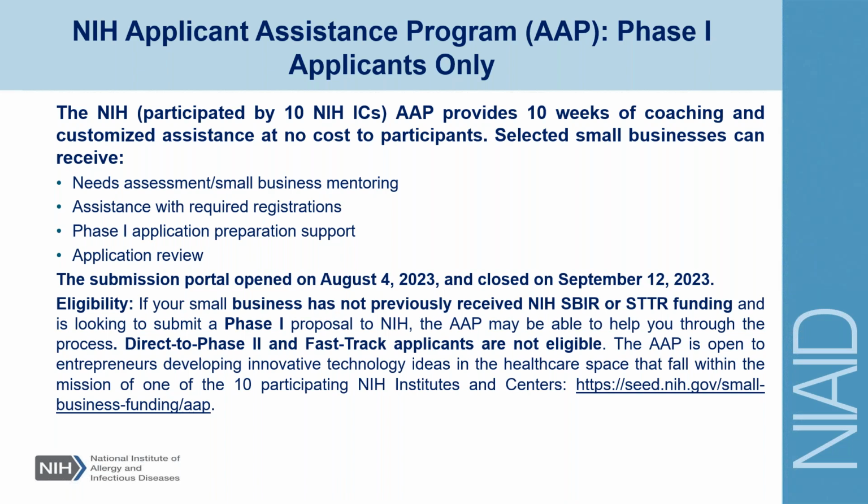Selected small businesses can receive needs assessment, small business mentoring, assistance with required registrations, Phase 1 application preparation support, and application review. This most recent cycle has just closed for application, I believe yesterday. You can also visit their website for future cycle information if you're interested in participating. And as I have mentioned again, this is for Phase 1 applicants only, whereas for NIAID, we do open up for most of the SBIR STTR application types.